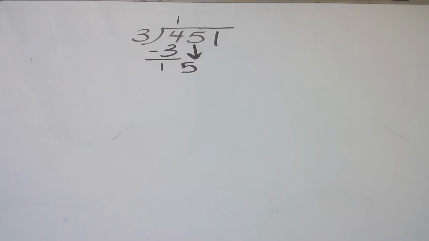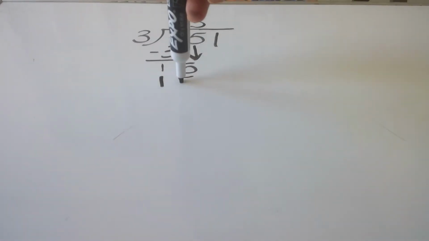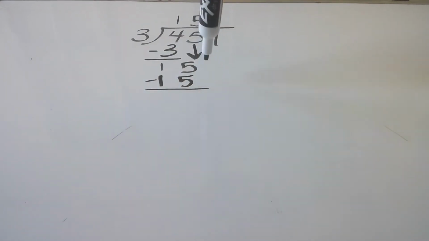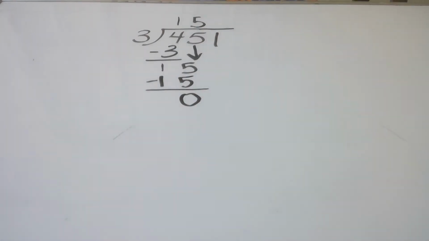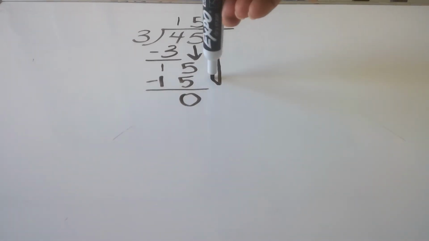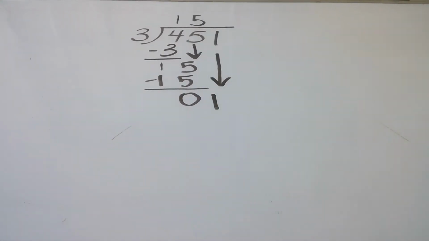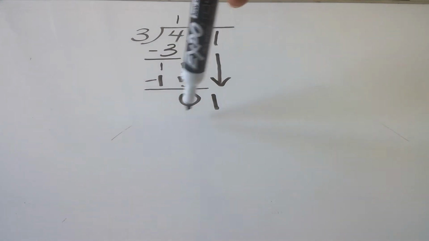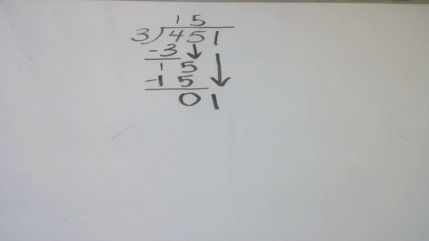3 goes into 15 how many times? 5. And then we multiply. 5 times 3 is 15, and we get an answer of 0. But we're not done. We have another number, 1. Now remember, we're not done. We need a number on the roof and a subtraction problem for each step.